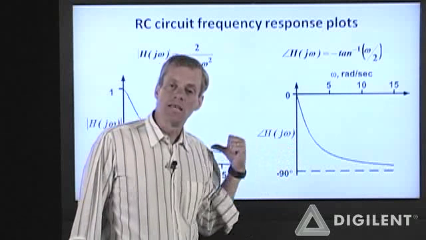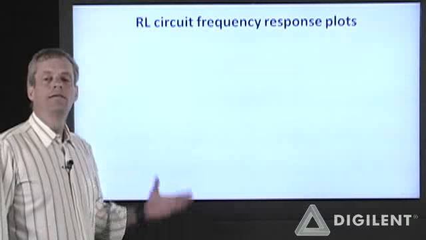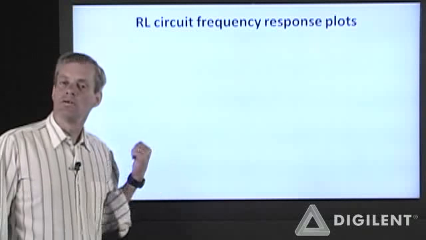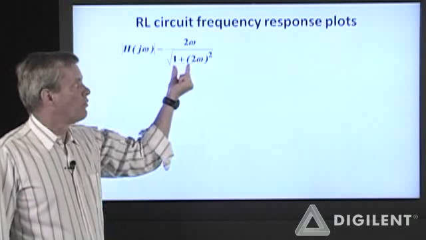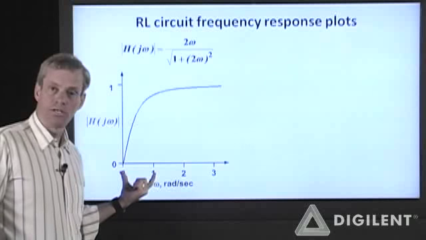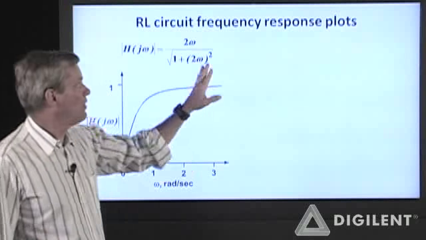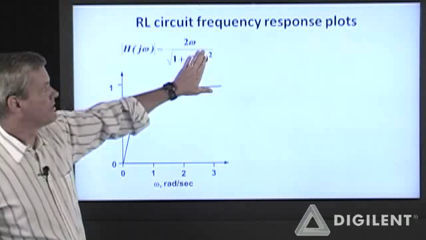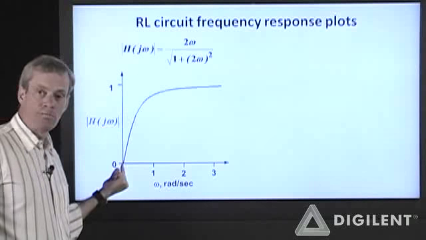Now let's look at the RL circuit that we did earlier this lecture. Our magnitude response was 2 omega over the square root of 1 plus 2 omega squared. If I plot that, it looks like this. Makes sense. As the frequency is 0, the denominator becomes 1, the numerator becomes 0, and my amplitude response is 0.